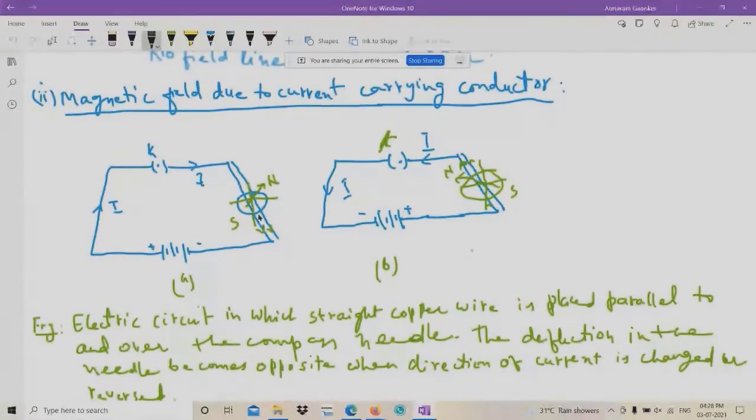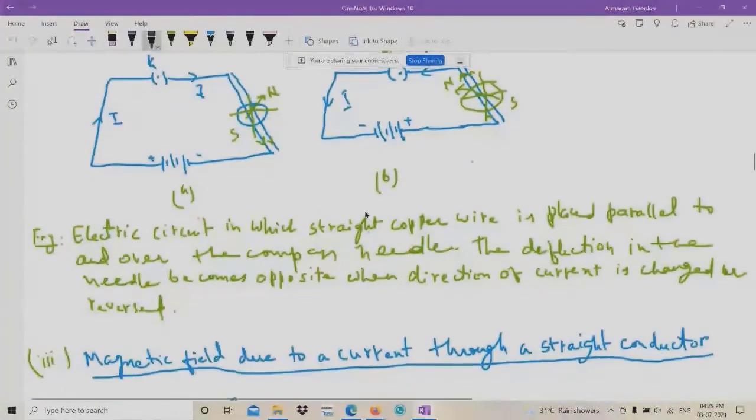That means the direction of the magnetic field depends upon the direction of the current. If the direction of the current is changed, then the direction of the magnetic field is changed. That is detected by the compass needle. So this is what this diagram says.